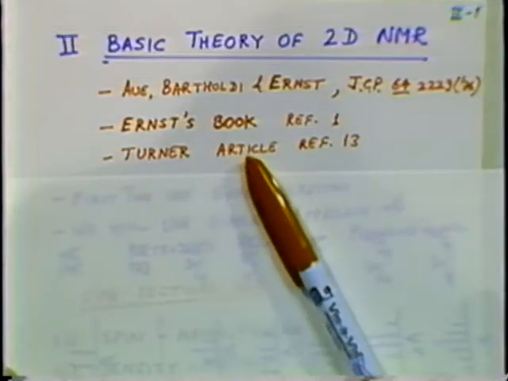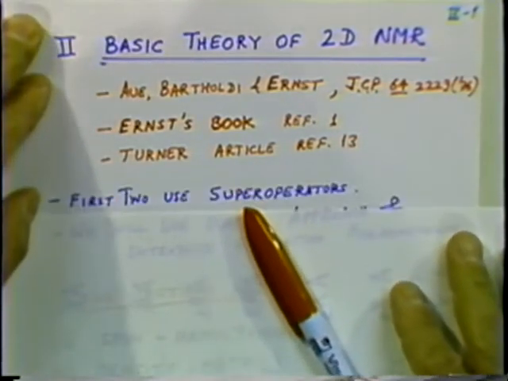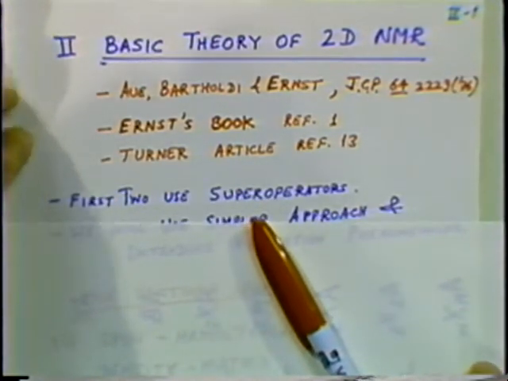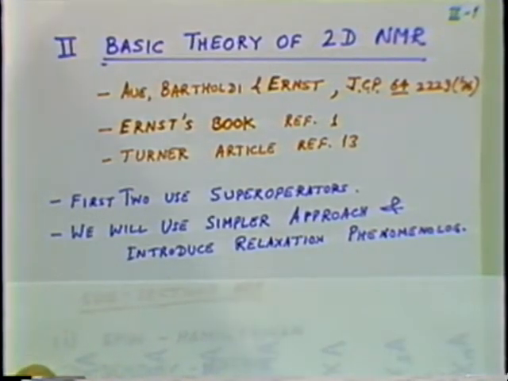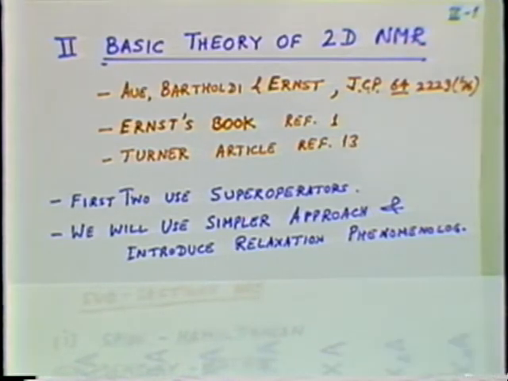The theory was basically developed in this pioneering paper by Abe, Bartholdi and Ernst, which I gave a reference to in the list, and is done quite well in the book by Ernst, which is reference 1. And there is a good article by Turner, which is also given in our list of references. The first two of these use what's called a super operator notation. I don't really have to call it super operator algebra, but more of a super operator notation.